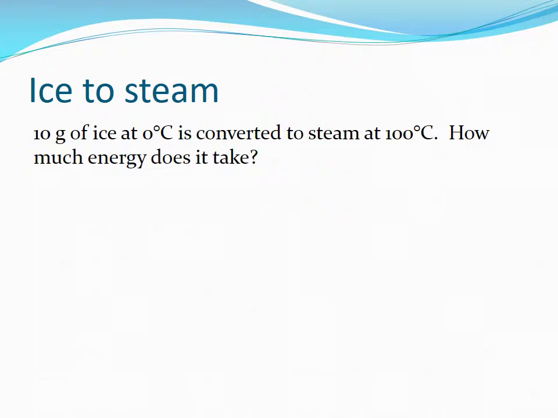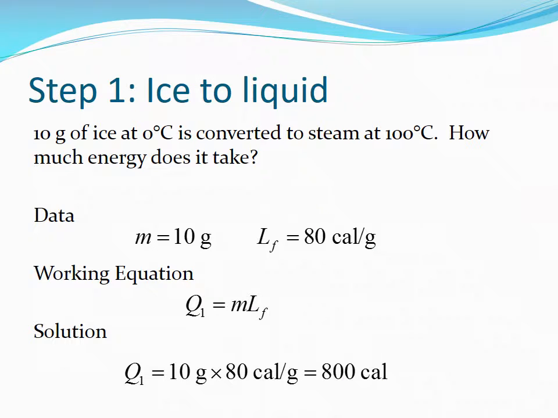Ten grams of ice at 0 degrees Celsius converted to steam at 100 degrees Celsius. How much energy does it take? The first step of the process takes 10 grams of ice and converts it to water at 0 degrees Celsius. We use the mass and latent heat of fusion of the ice. In the solution, the total amount of heat is 800 calories.